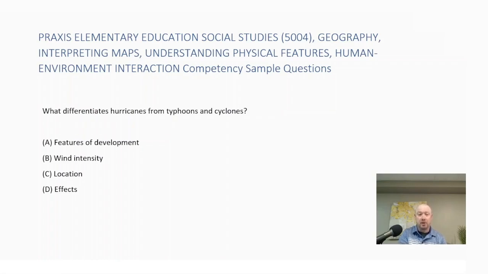All right, so let's eliminate some choices here. I'm going to eliminate effects. They all have devastating effects on people and property, so I'm going to eliminate D. Wind intensity, they all share a high wind intensity, so I'm going to eliminate B. Features of development, they all develop over bodies of water, so I'm going to eliminate A, features of development, and the correct answer here is C, location. So the name changes based on whether it's in the Pacific or the Atlantic Ocean, in the different regions of the ocean. So the correct answer is C, location.